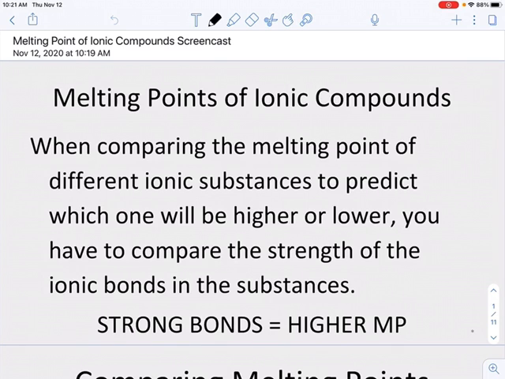Remember, ionic compounds exist in a crystal lattice, and the more tightly the atoms in that lattice are bonded together, the higher melting point they will have. Remember, to melt something, I need to get the atoms vibrating fast enough to break the bonds. And if the bonds are stronger, I'm going to need more energy to break those bonds.